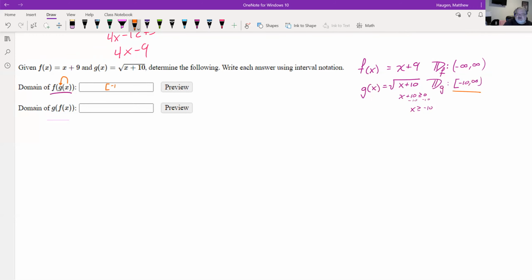Automatically from G, it's got to be negative 10 to infinity. And then once you've gone into G, G's outputs have to be able to go into F, but anything can go into F. So the fact that it's being composed with F doesn't change anything. Basically for that one, you don't even have to write it out because you know that F is all real. Frankly, we should never have to write it out.